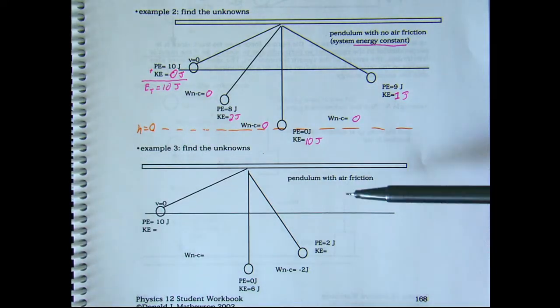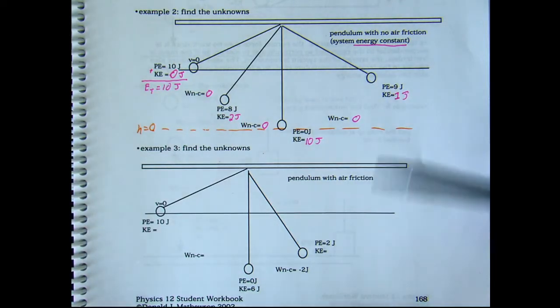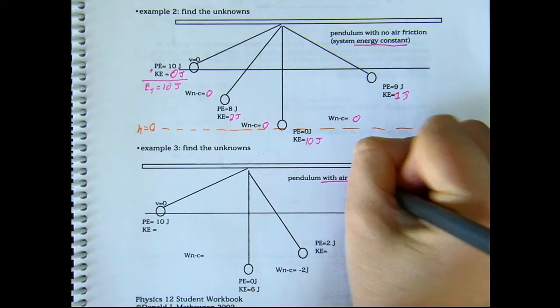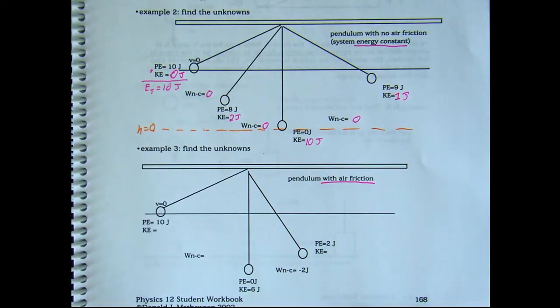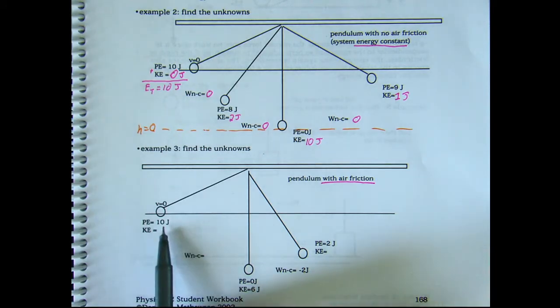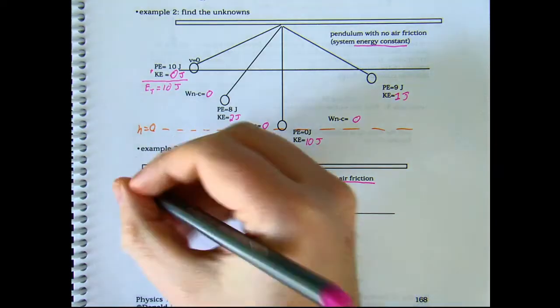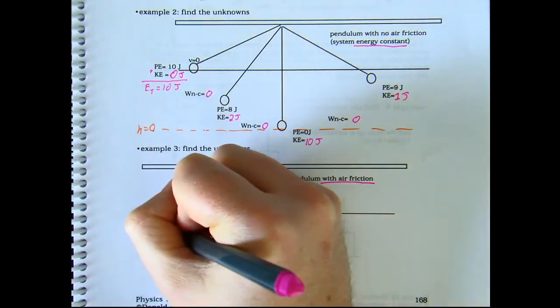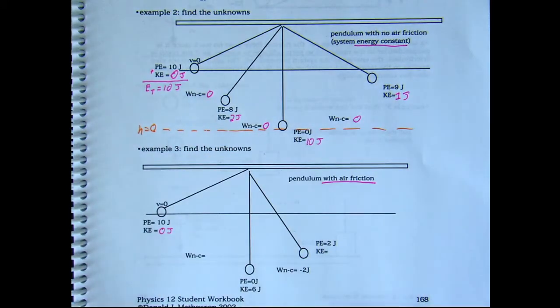The only difference between example 2 and example 3 is that in example 3 here, we've got a pendulum with friction. So we're told here that there is 10 joules of potential energy. It's not moving, so at this stage, there's 0 joules of kinetic energy.